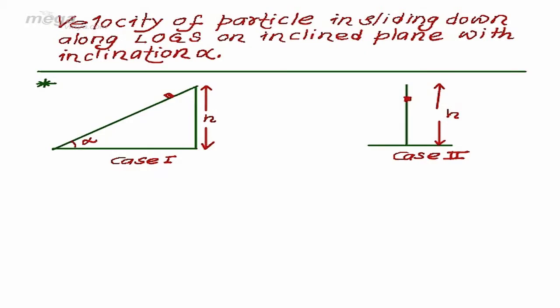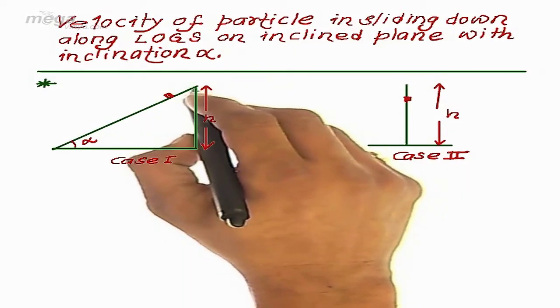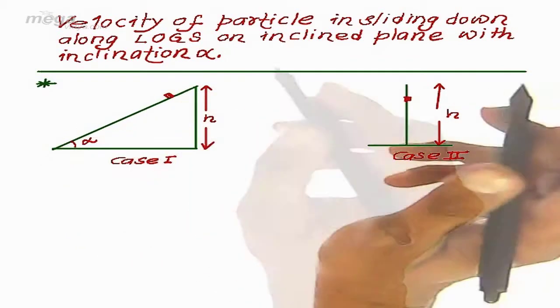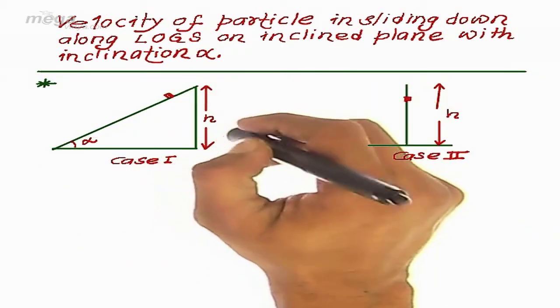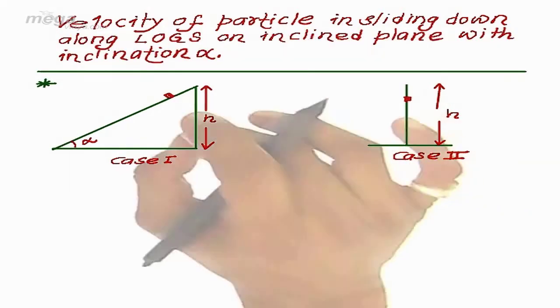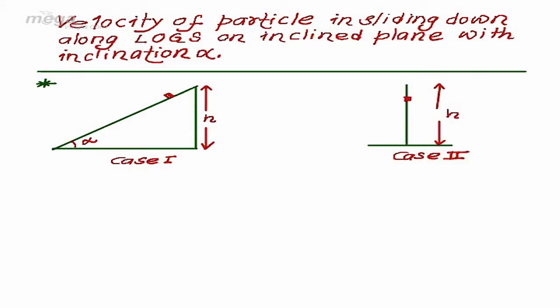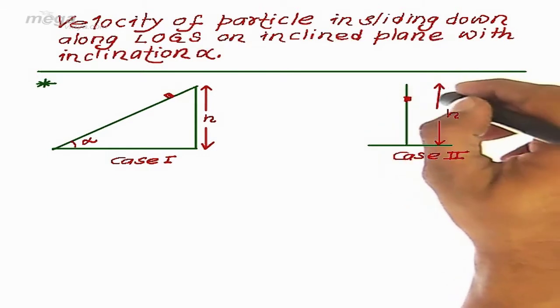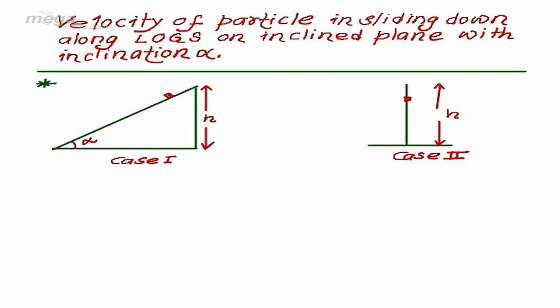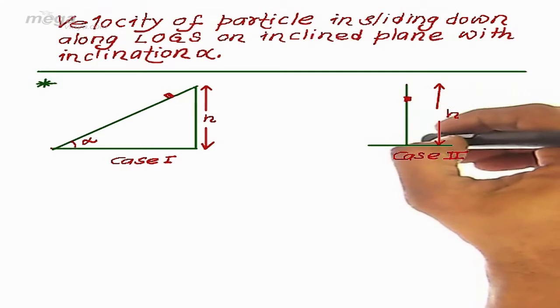A particle is sliding from the top edge of this inclined plane to the bottom, covering a small height h. The inclination of the inclined plane is given to be alpha, and in the second case we have dropped a particle from height h above the ground. Let us compare the velocity of these two particles while falling through the same height, either traveling over the inclined plane or falling directly under gravity.